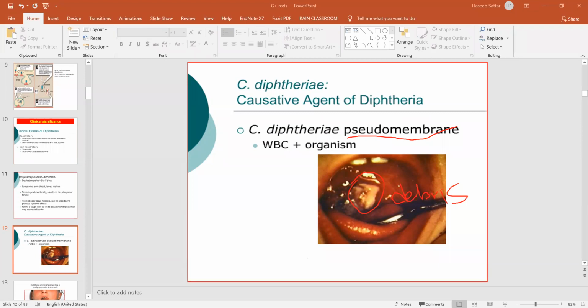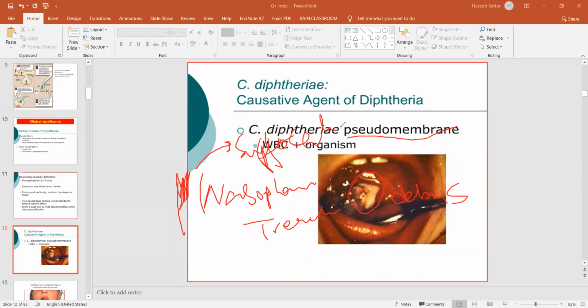So what is the life threatening condition? If the pseudomembrane blocks the nasopharynx, there will be suffocation, and the patient will have difficulty breathing. Or if the pseudomembrane enters the trachea, into the respiratory system, what will happen? It may block the trachea, and the patient may die due to suffocation. There will be less oxygen, because the patient will not be able to breathe properly. So this is its pathogenesis.